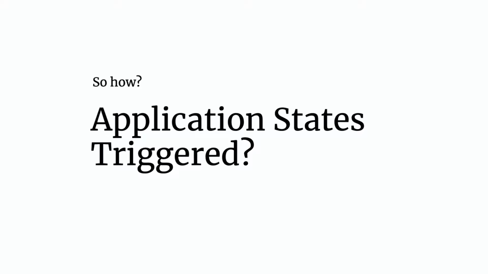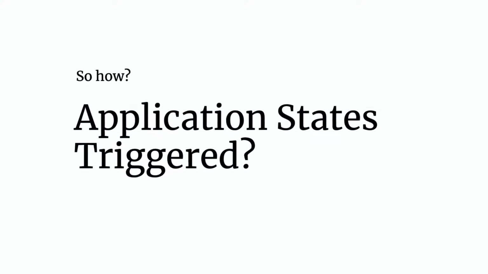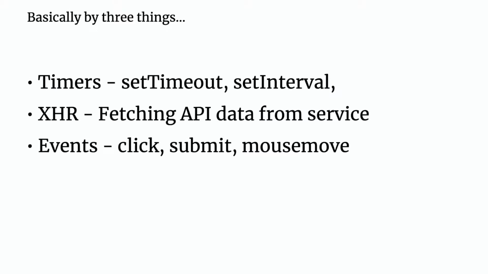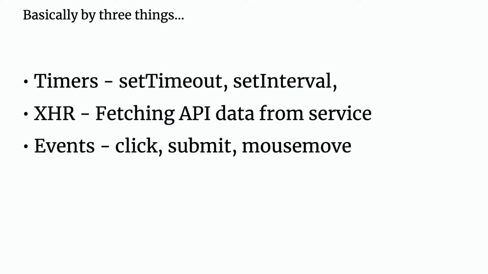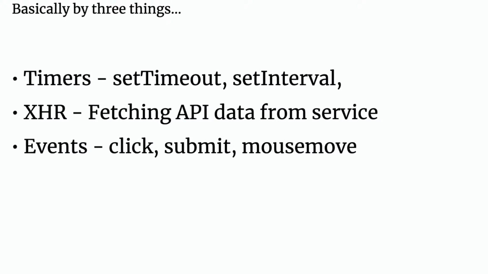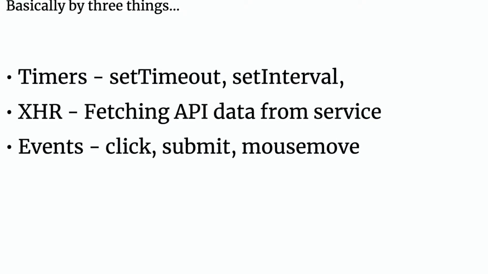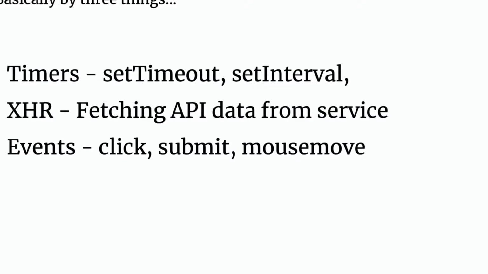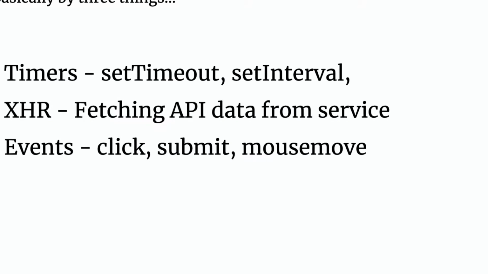Now, application state changes can be triggered by three things. One is timers, by using setTimeout or setInterval. Another is XHR, by fetching data from an API service. And the third is events, such as clicks or submits or mouse changes and things like that. Okay, so let's walk through a use case scenario here.